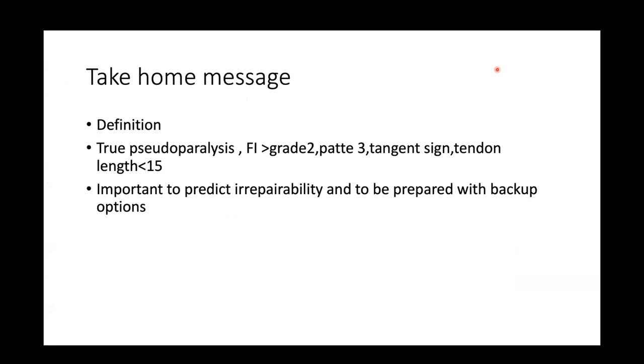So finally, the take-home message: we should be familiar with the definition of a massive cuff tear and the definition of pseudoparalysis when diagnosing a case of massive cuff tear. The presence of true pseudoparalysis, fatty infiltration of more than grade 2, Patte stage 3 retraction up to the glenoid, tangent sign, and tendon stump length of less than 15 mm are all to be kept in mind to identify irreparability of a tendon preoperatively. And it is important to predict the irreparability, and we should always be prepared with backup plans in case the tendon is not suited for a repair.